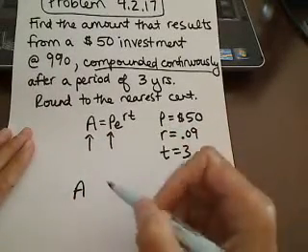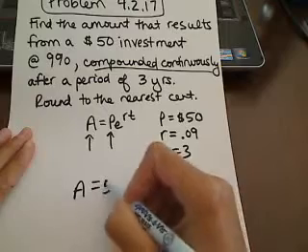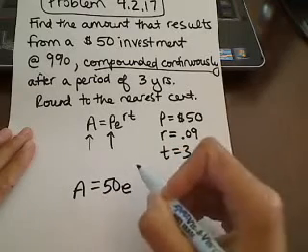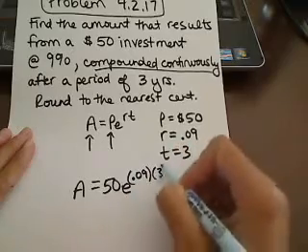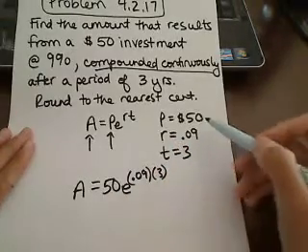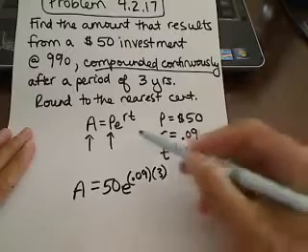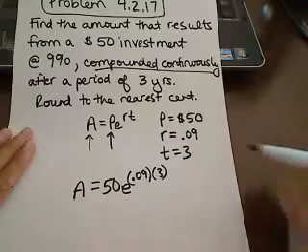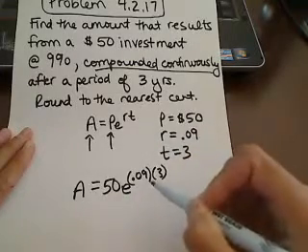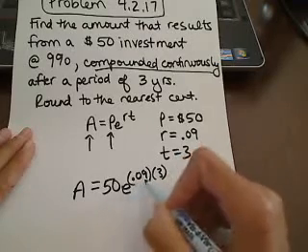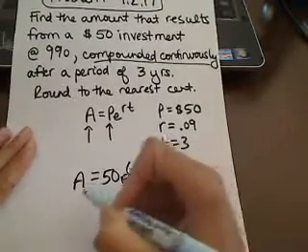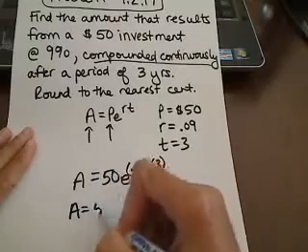So A is going to be equal to 50 times e to the 0.09 times 3. So all I've done there is I've just plugged in these values for each of those variables. Okay, now in order to work this, you actually have to do this e right here to the 0.09 times 3 first, and then you'll multiply by 50.